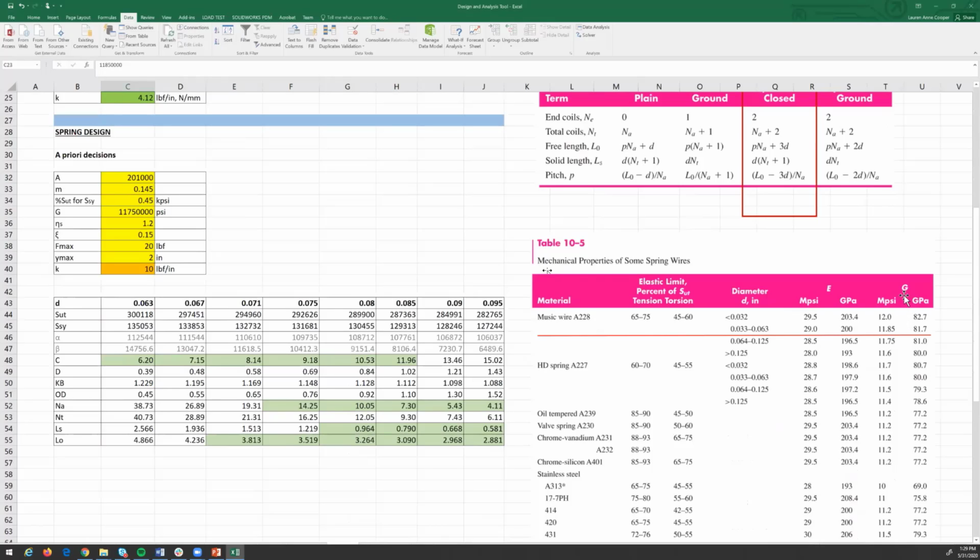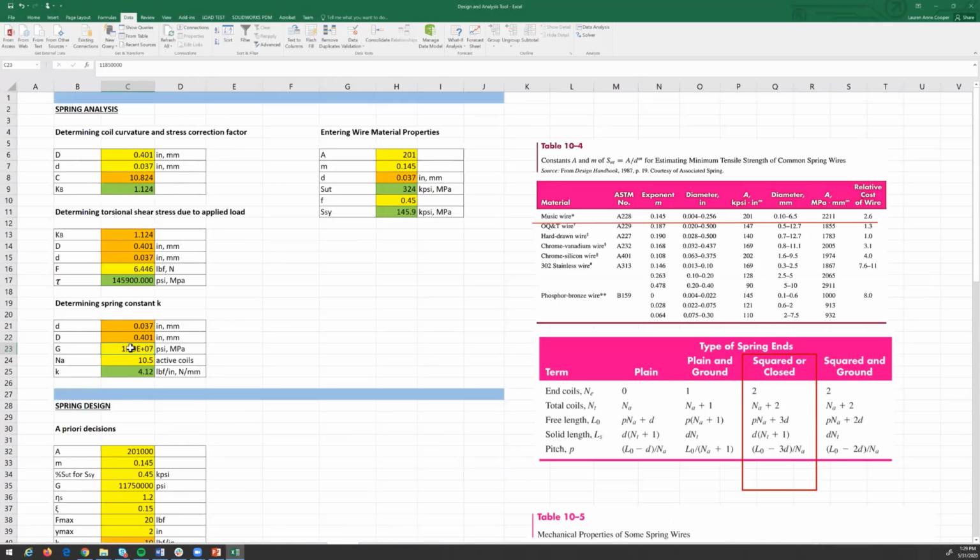So our modulus of rigidity is 11.85 MPSI. And then to get this all to work out, I have my units entered in PSI. So we would just do 11.85 e to the 6th. That just adds 6 zeros. Okay, so this active coils.